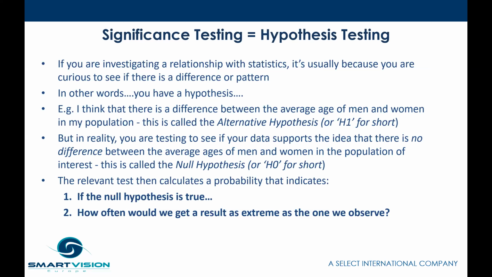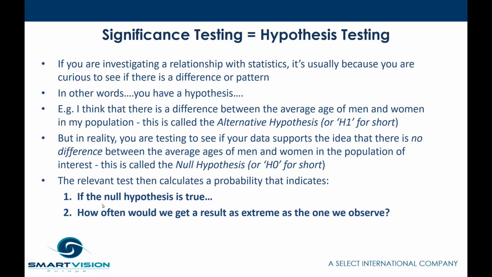There's another element in there. It has to take into consideration the spread within the data, how much it varies. So that's the standard deviation. So it's looking at the difference, the sample size, and the standard deviation, encapsulating them all into a single value. The larger it is, the bigger the difference you're observing, and that allows us to say how often would we get a result as extreme as the one we observe. So those two elements are really, really important.